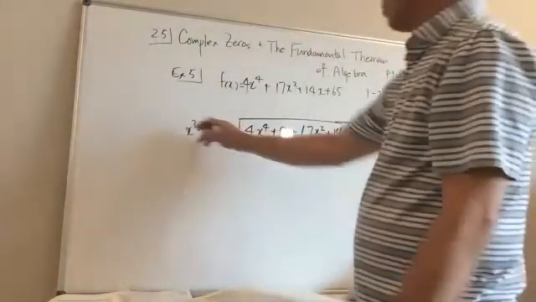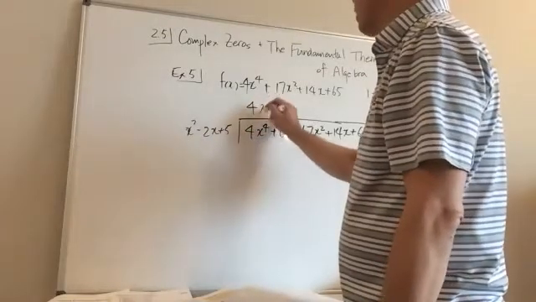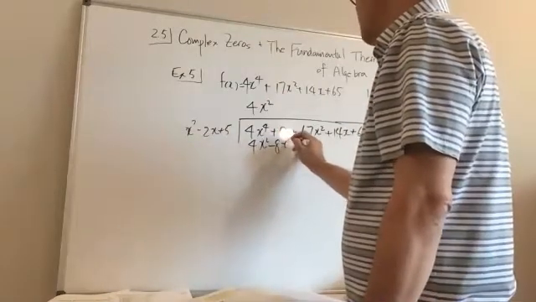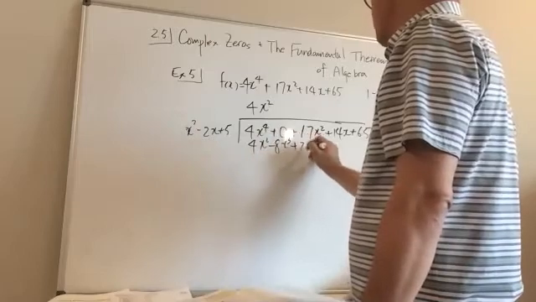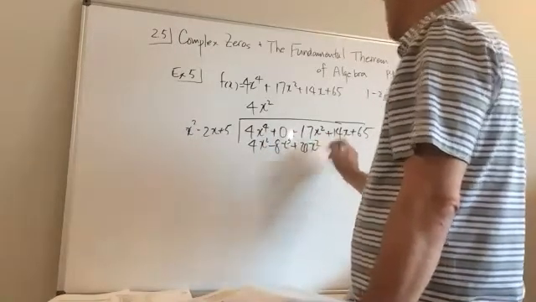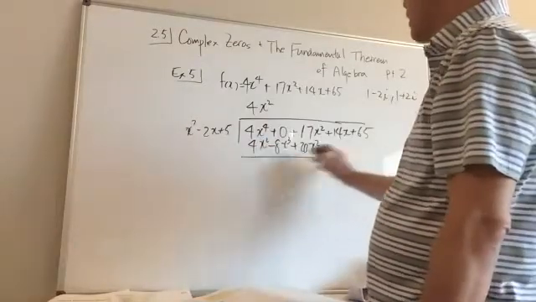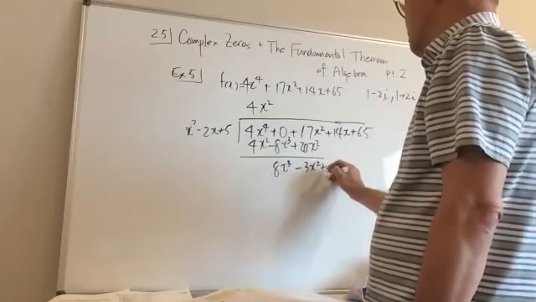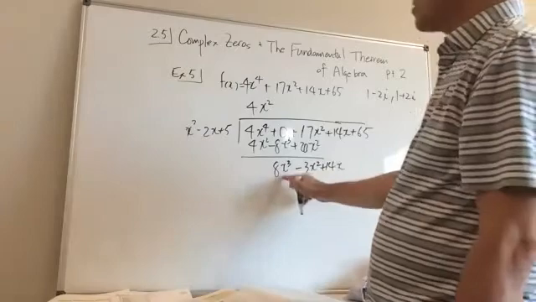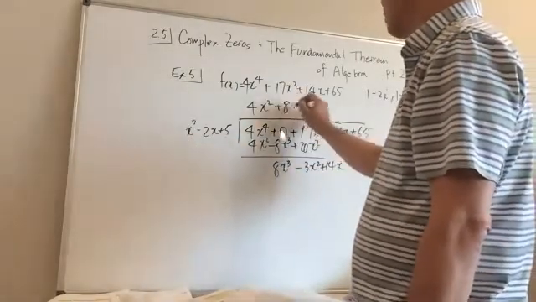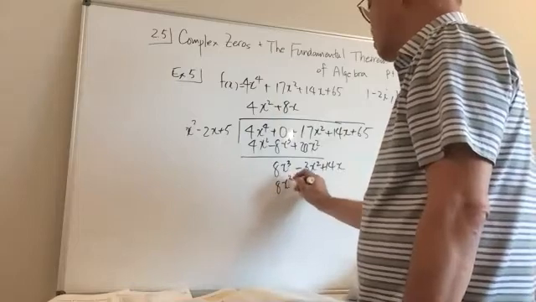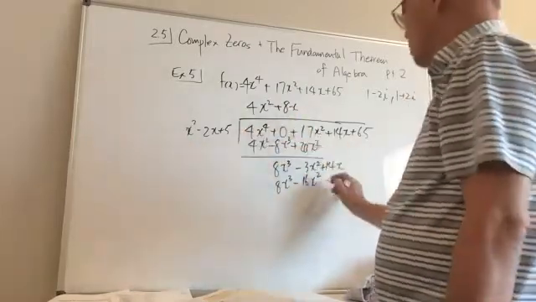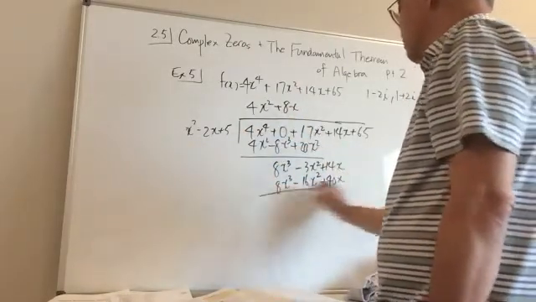Okay, so I'm going to multiply this to get this. I need 4x squared. 4x squared minus 8x cubed plus 20x squared. Subtract it out, I get 8x cubed minus 3x squared plus 14x. To get 8x cubed, I have to multiply this by 8x. 8x cubed minus 16x squared plus 40x. Now let's go ahead and do the subtraction.